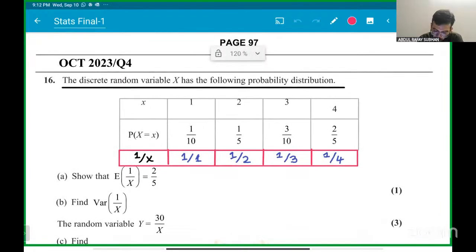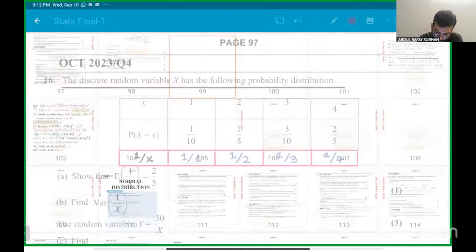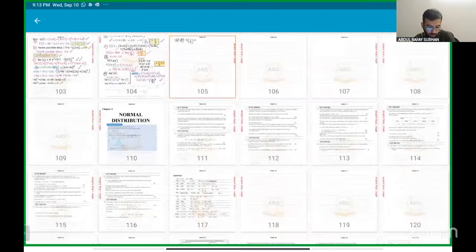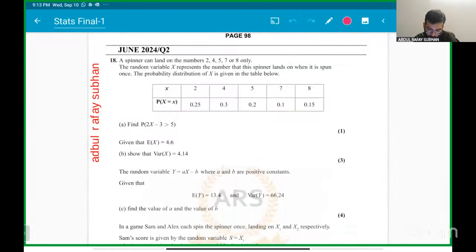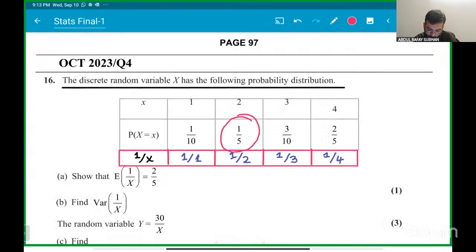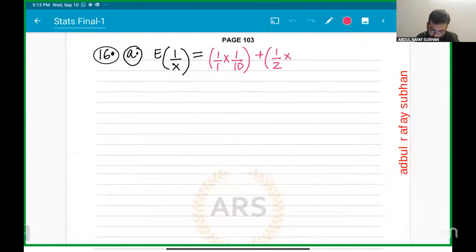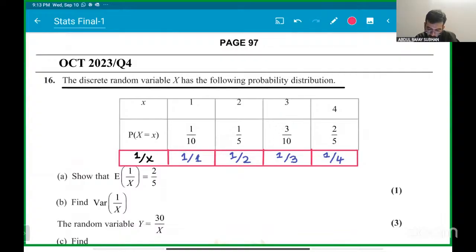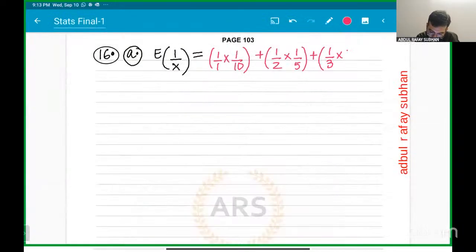Here we go. So 1 over 1 into 1 over 10. So this will be 1 over 1 into 1 over 10, plus 1 over 2 into the probability 1 over 5, plus 1 over 3 into 3 over 10. And then the last one will be 3 over 10.